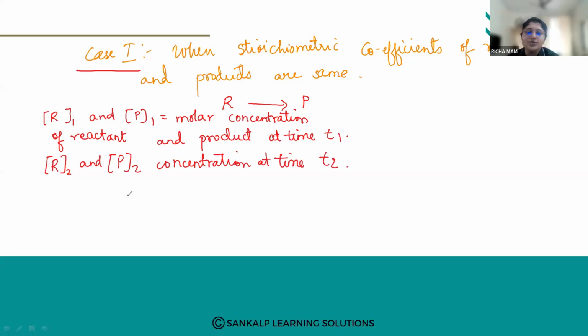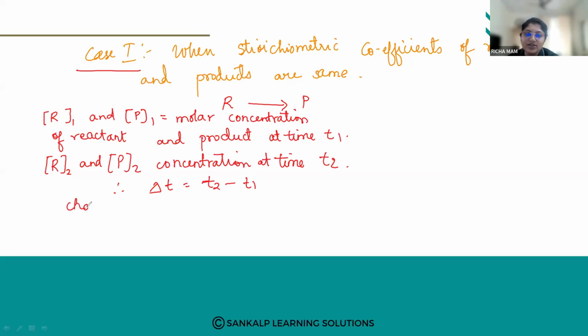Okay, so what is the change in time? Change in time is T2 minus T1. Right? Change in time is the time taken. Therefore, time taken is T2 minus T1.